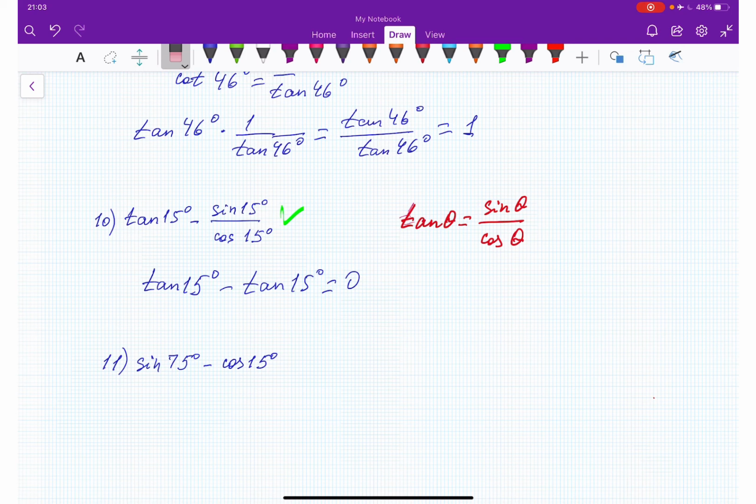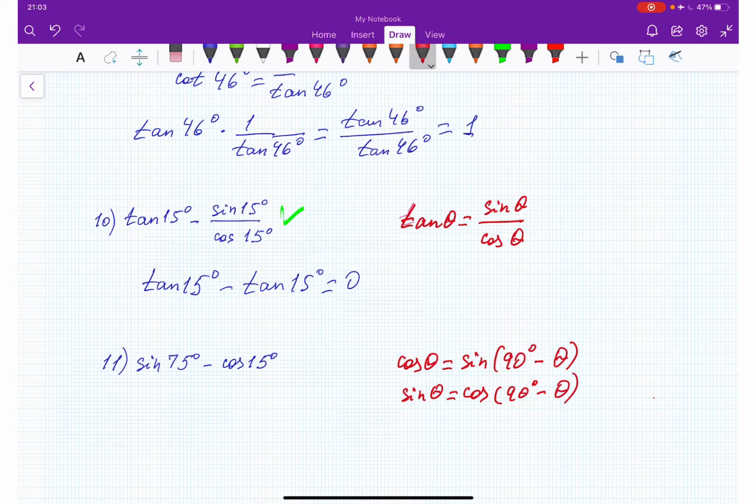The complementary angle theorem says that cosine theta is equal to sine of 90 degrees minus theta. And the same way, sine theta is equal to cosine of 90 degrees minus theta. I will explain this in a minute. So, this is the theorem for complementary angles.